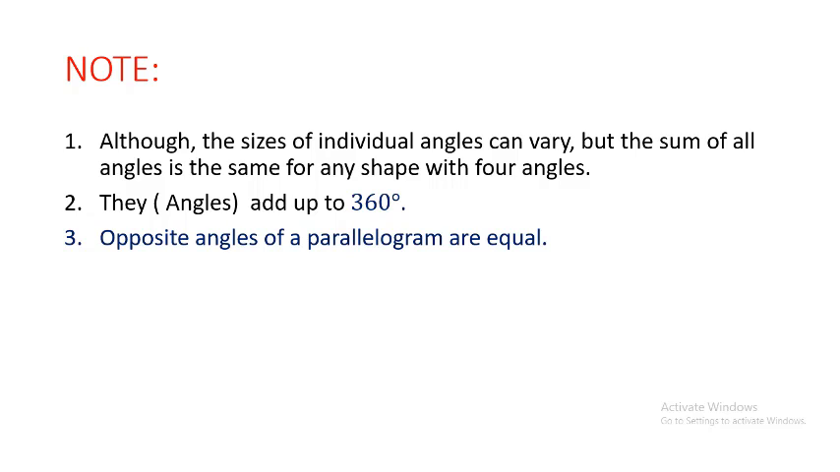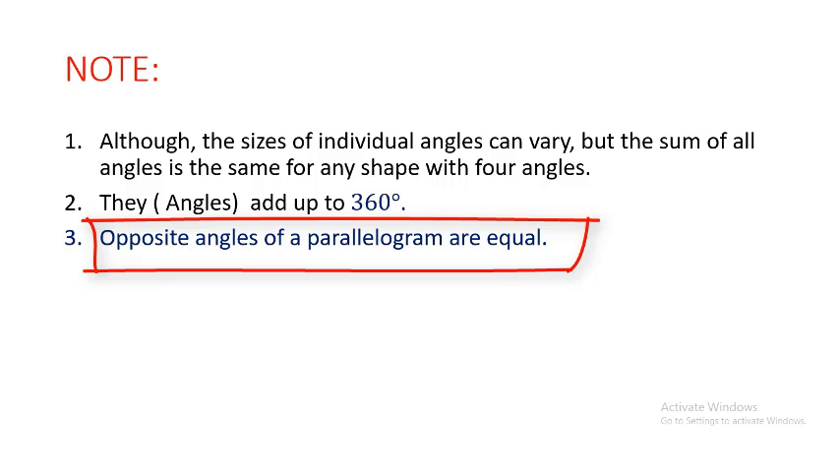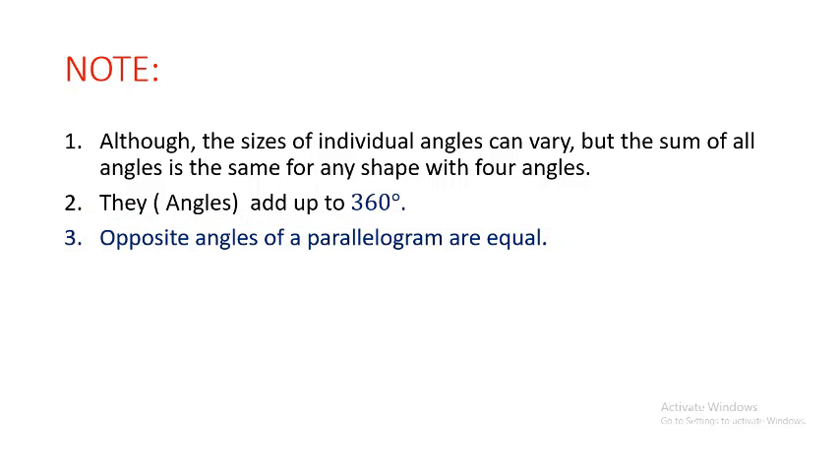Now, opposite angles of a parallelogram are equal. We know a parallelogram, so its opposite angles are equal. So whenever you are given a parallelogram, to find the size of unknown angles, just check the opposite angles. If one angle is given, the other angle, which is opposite to it, has the same size.